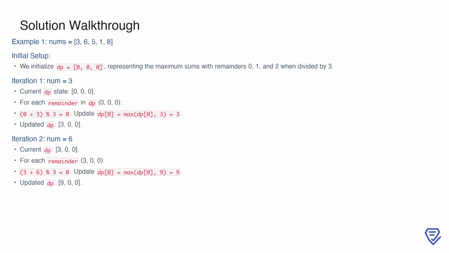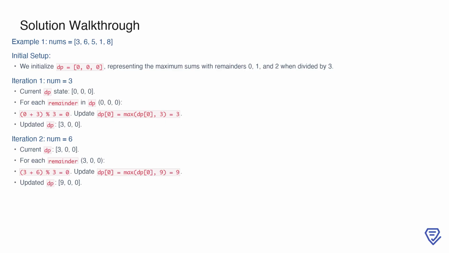In the first iteration, we consider the number 3. Since the current dp is 0, 0, 0, we calculate the new sum for each remainder. Adding 3 to the remainder 0 gives us (0 + 3) % 3 equals 0, so we update dp[0] to the maximum of its current value or 3, which results in dp[0] equals 3.